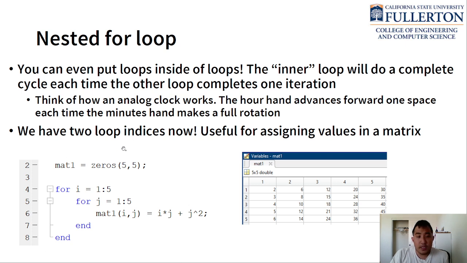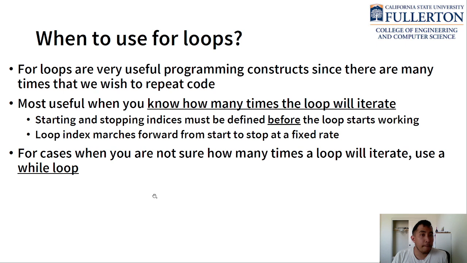The nice thing about this is that you now have 2 loop indices, and you can use those to whatever effect you want. One of the primary ways that I use nested for loops is to assign values in a matrix. You can have one index referring to the row and another index referring to the columns, and then you can use them in a formula just like that.